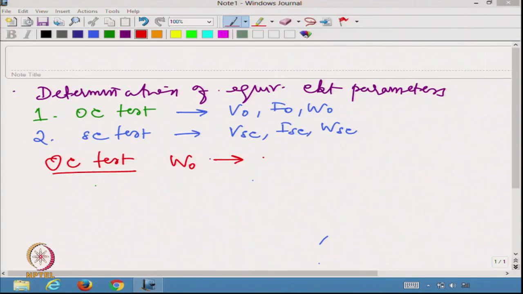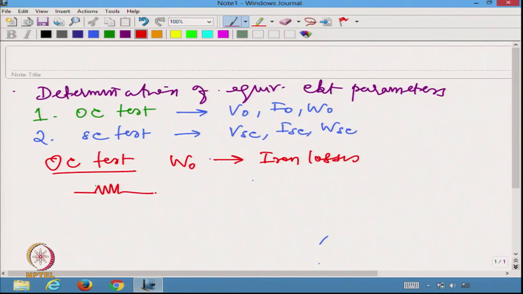We also said that in the open circuit test the reading that we get as W naught corresponds to only the iron losses. There is no indication of any copper loss in this. That is because if you think about the equivalent circuit corresponding to the open circuit test and short circuit test together, I am going to have the equivalent circuit somewhat like this for the single phase transformer.